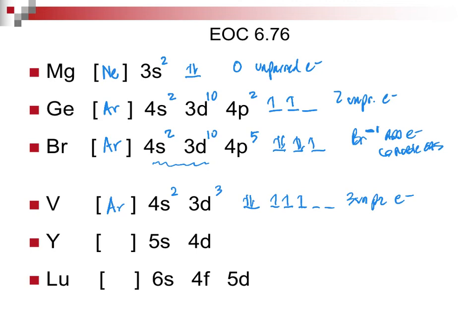Yttrium, again, another very odd one. It has krypton as its core. It is a 5s2 4d1. It has 1 unpaired electron. And finally, I don't even know what Lu is, but I do know that it has a xenon core. It is a 6s2. Here we're using all those 4f14, and I have a 5d1. It is going to have 1 unpaired electron, okay?